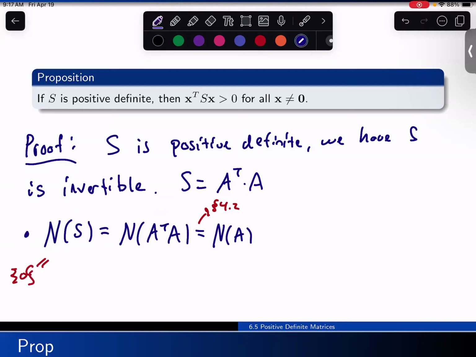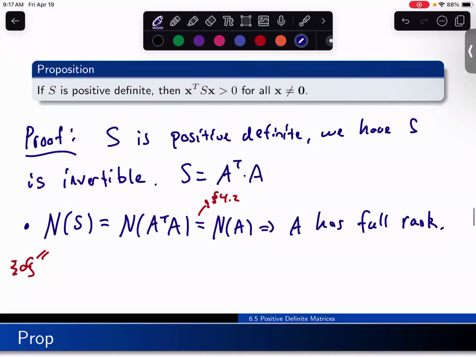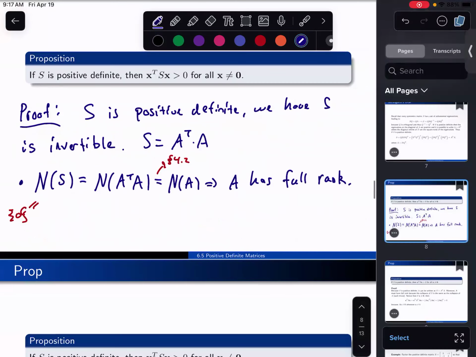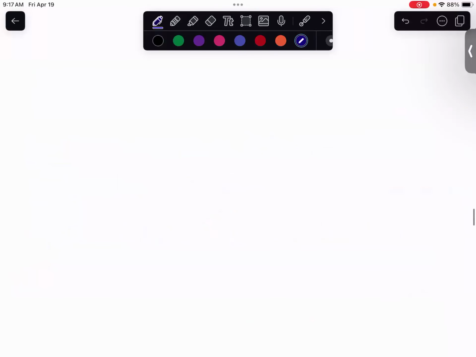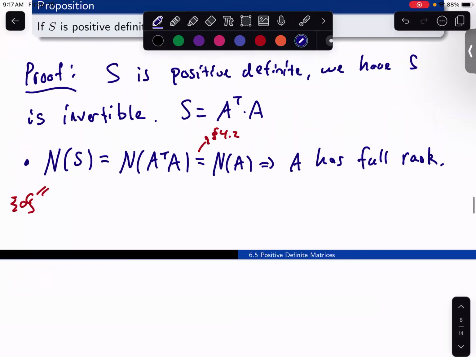And so this is going to imply that A has full rank. We don't know that A is necessarily a square matrix, so we can't say it's invertible, but we know that it has full rank. So it has a trivial null space. And so how we can utilize this information is the following. This is the importance of this A transpose times A decomposition. It's going to make computations for S a lot easier.